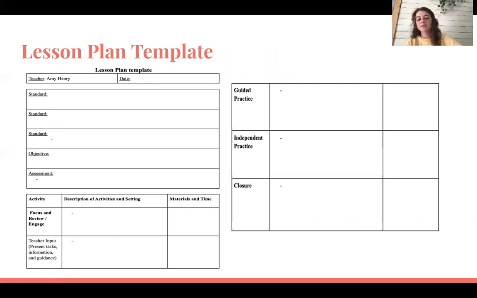And then we have the focus and review, or engage. That's like the hook, like it could be a video or whatever I choose to do just to get them engaged with this topic. And then I will have teacher input, which is presenting the information, and then guided practice we do as a class, and independent practice they do on their own based off what they've learned. And then the closure is just wrapping it all up.